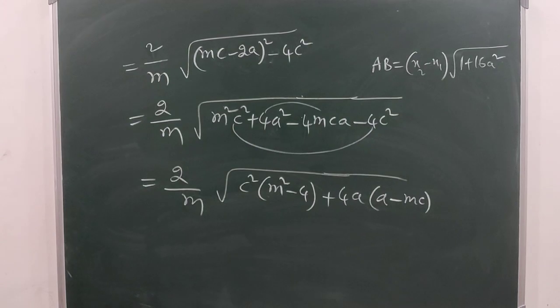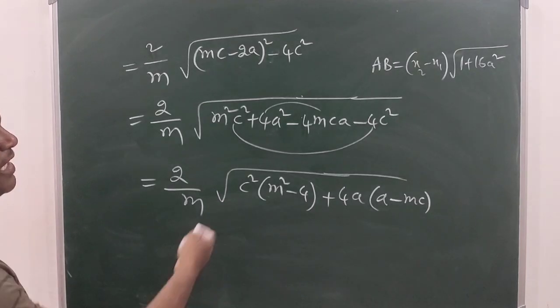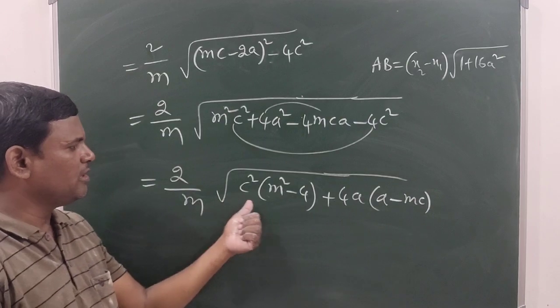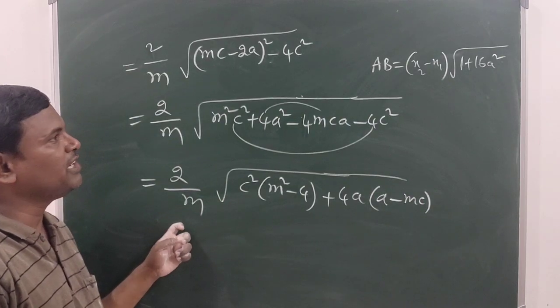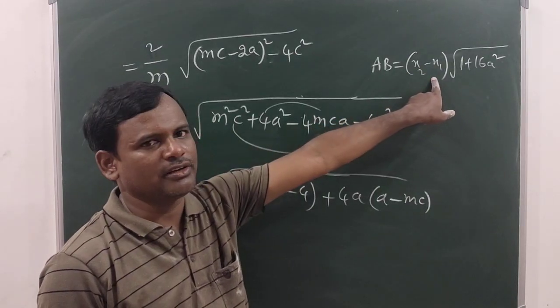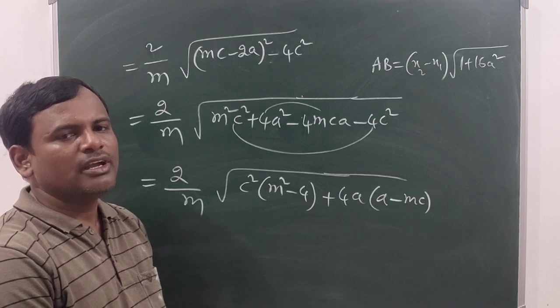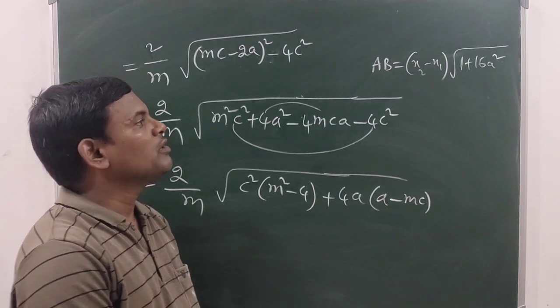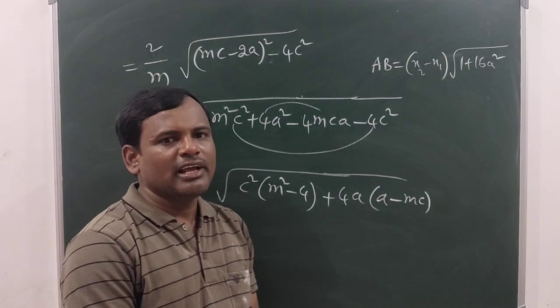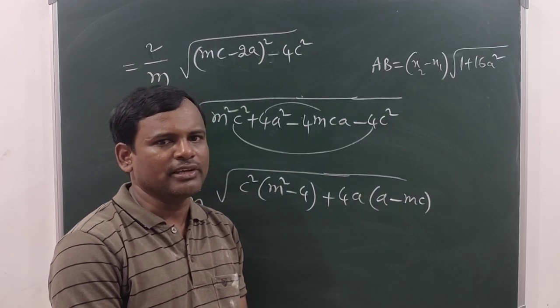Okay students, is any further simplification possible? Check it once, students. I think okay, so this is our required x2 minus x1. Substitute this x2 minus x1 over here. So this will be our length of AB, which is formed by the line y equal to mx plus c on y square equal to 4ax.